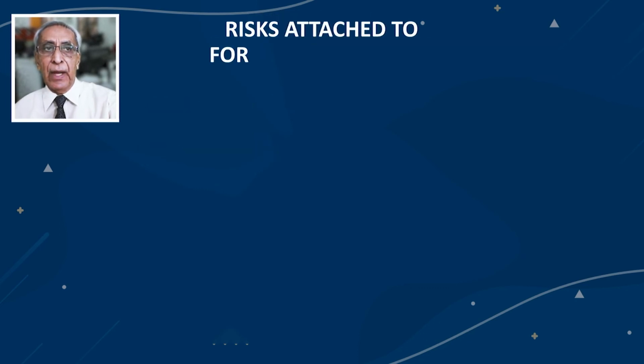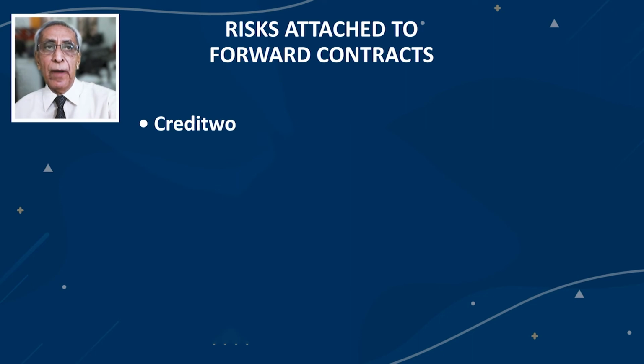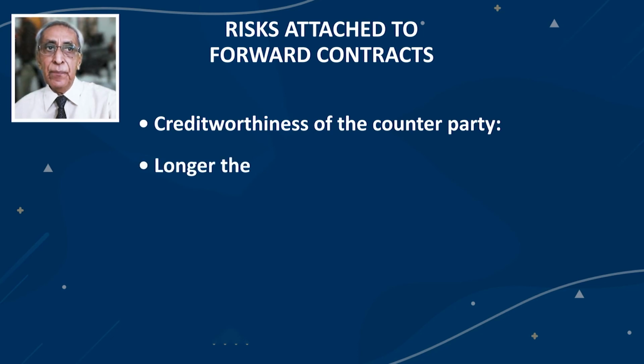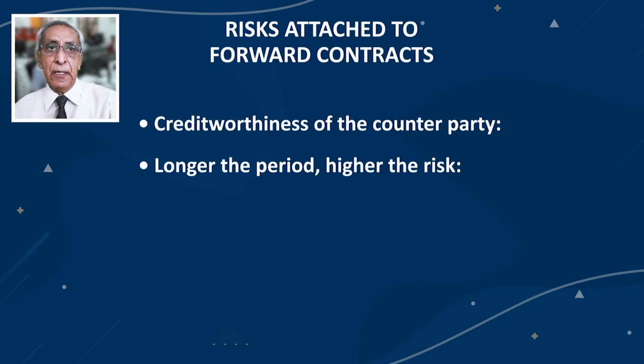So that is how there arises a credit risk for a merchant. To take care of the risk of the creditworthiness of a party, the banks insist on a margin or some security from a merchant. The longer the period, the higher the risk. We have seen earlier that the exchange rate fluctuates 15 times in a minute. According to that, the longer the period, the higher the risk. Banks will deal with only approved banks.